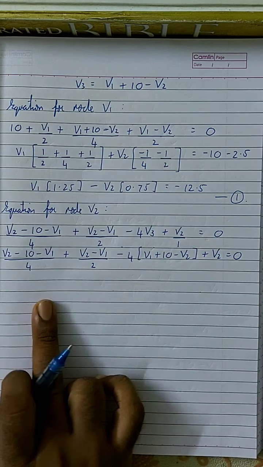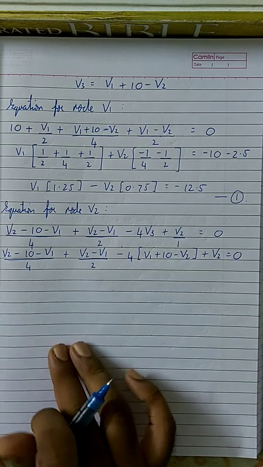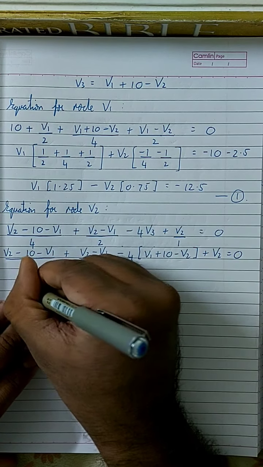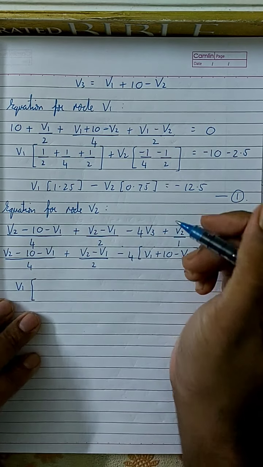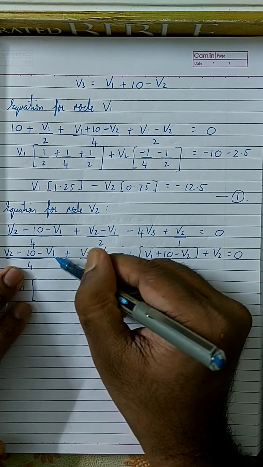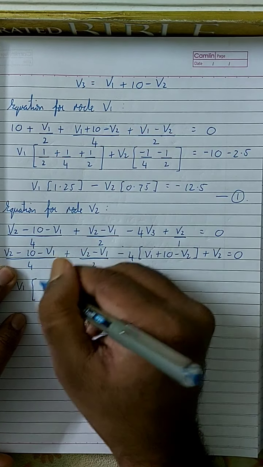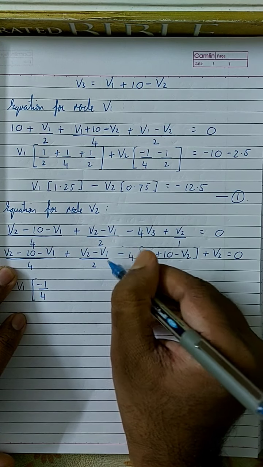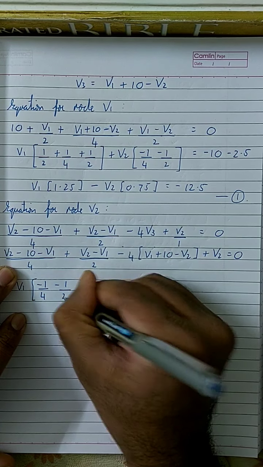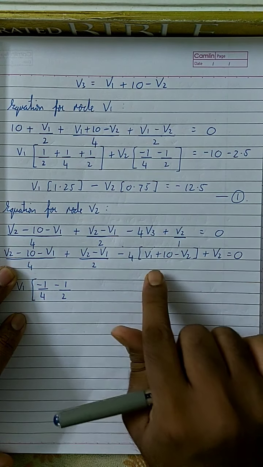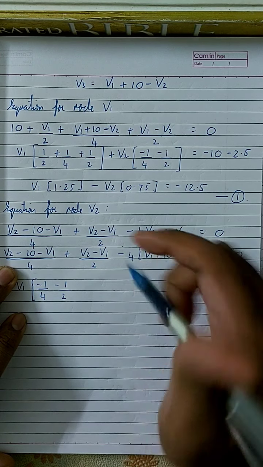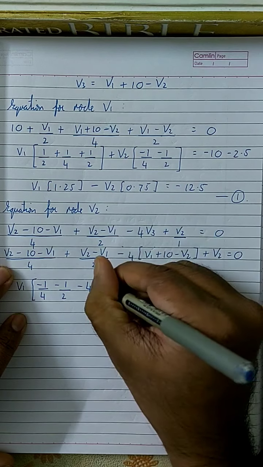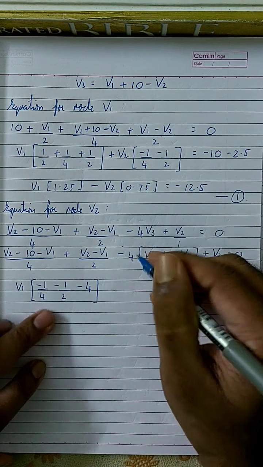This is the equation. Now I'll separate this in terms of V1 and V2. First I'll write in terms of V1. So it will be V1 into, let me see, here V1 is over here, right? This is minus 1 by 4. Here also there's V1, this is minus 1 by 2. And here also there is V1, it is minus 4, right? And that's it, no other V1 is over here. So this is the coefficient of V1.